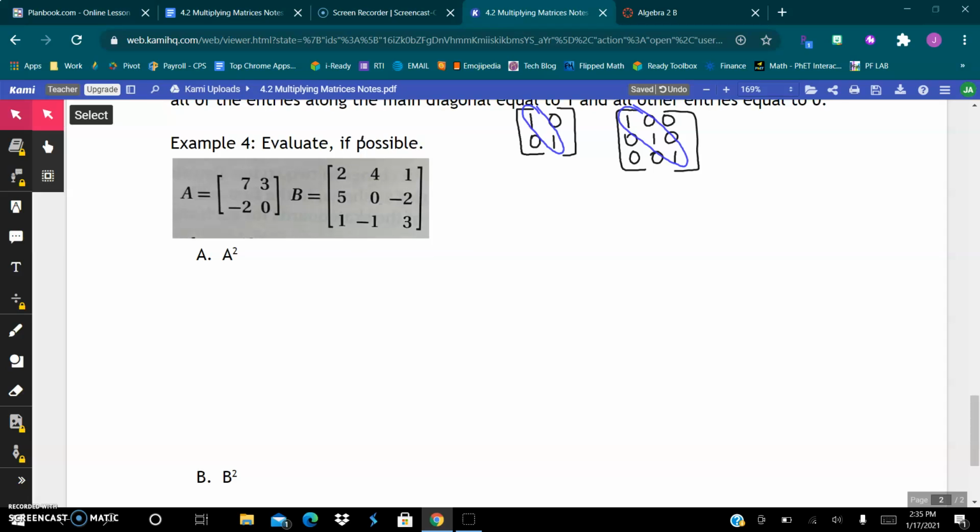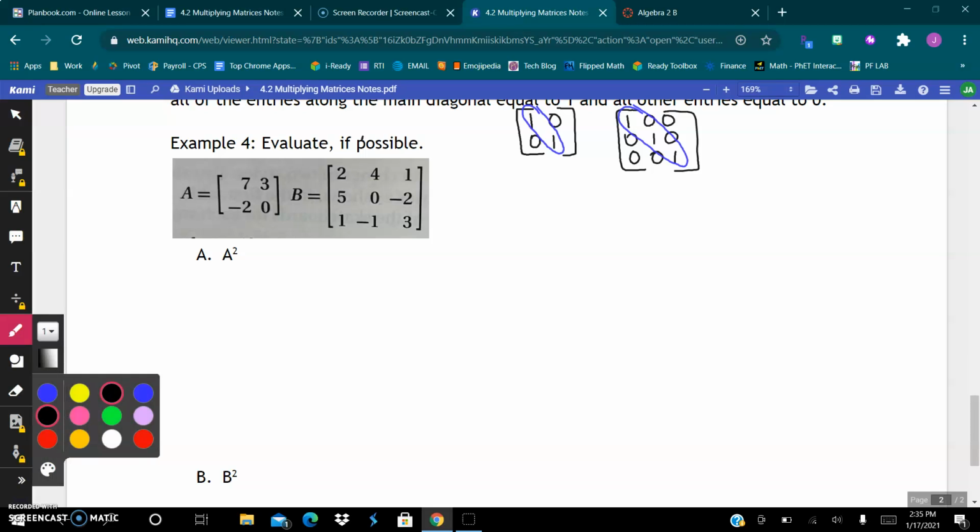All right, so example 4, it says to evaluate if possible. For A squared, we know that A squared just means A times A. So we are going to have the same matrix twice. And they're 2 by 2s. They're both 2 by 2s. So a 2 by 2 and a 2 by 2. Our numbers match up and our answer is going to be a 2 by 2.